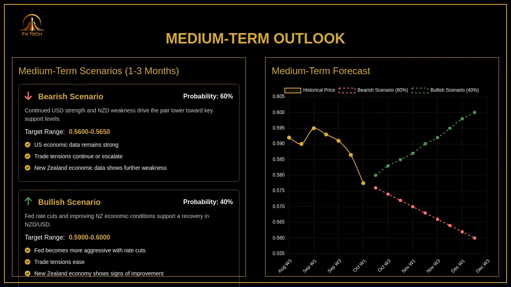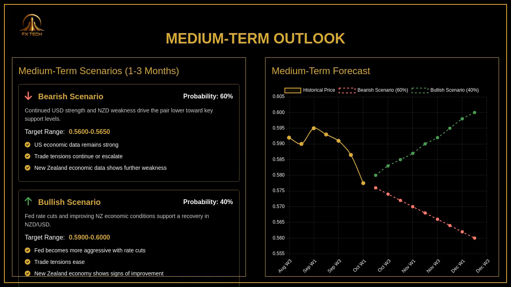Looking at the medium-term outlook for NZD/USD over the next 1 to 3 months, we've identified two primary scenarios. Our bearish scenario, which carries a 60% probability, targets the 0.5600 to 0.5650 range. This scenario assumes continued U.S. economic strength, persistent or escalating trade tensions, and further weakness in New Zealand's economic data.